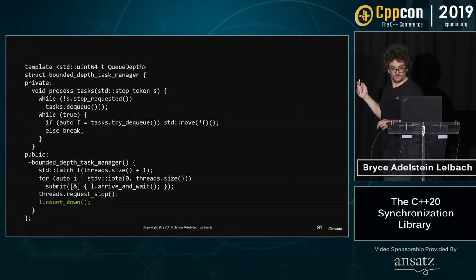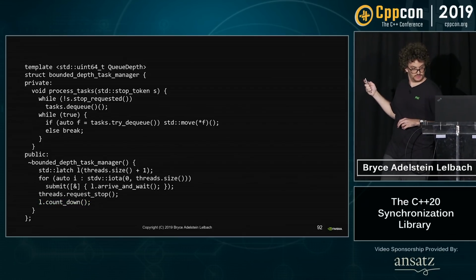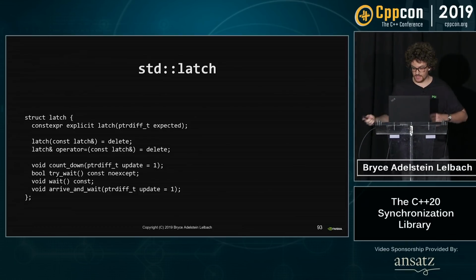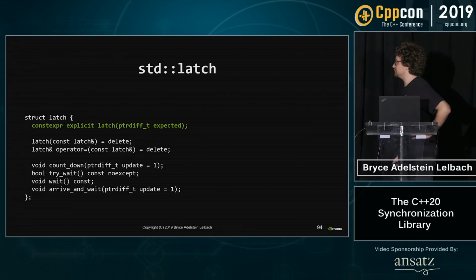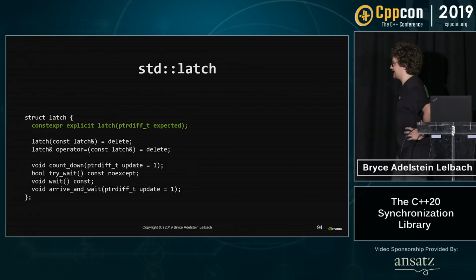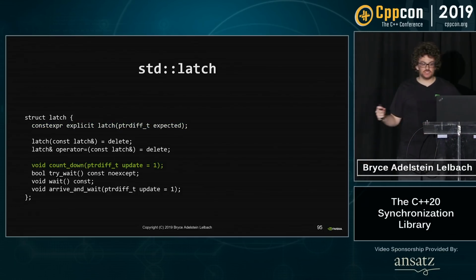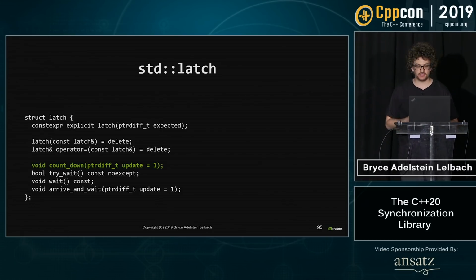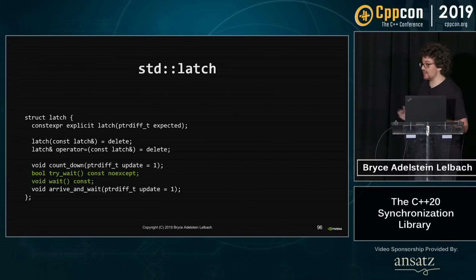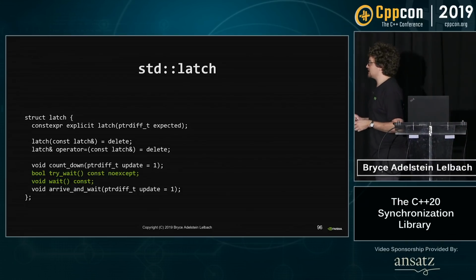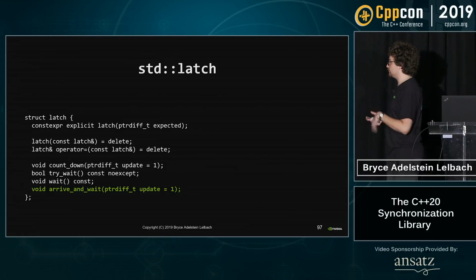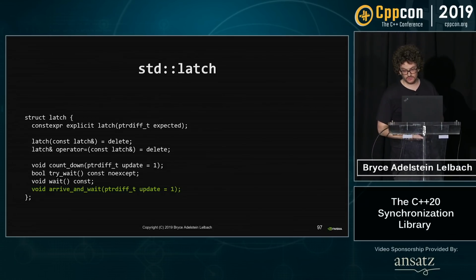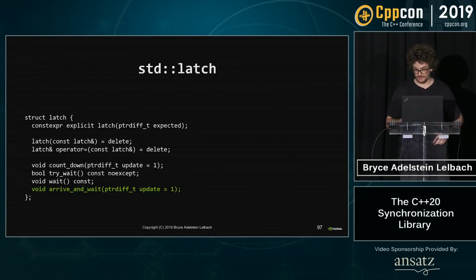So let's talk a little bit more about latch. This is what the latch API looks like. When you construct a latch, you tell it how many things you want to participate in the latch. And you can just arrive on a latch. You can just decrement the count on the latch. You can wait on a latch. And you can arrive and wait on a latch. And you can arrive and wait with a count that's greater than 1. The same thing for countdown. You can arrive with a count greater than 1.